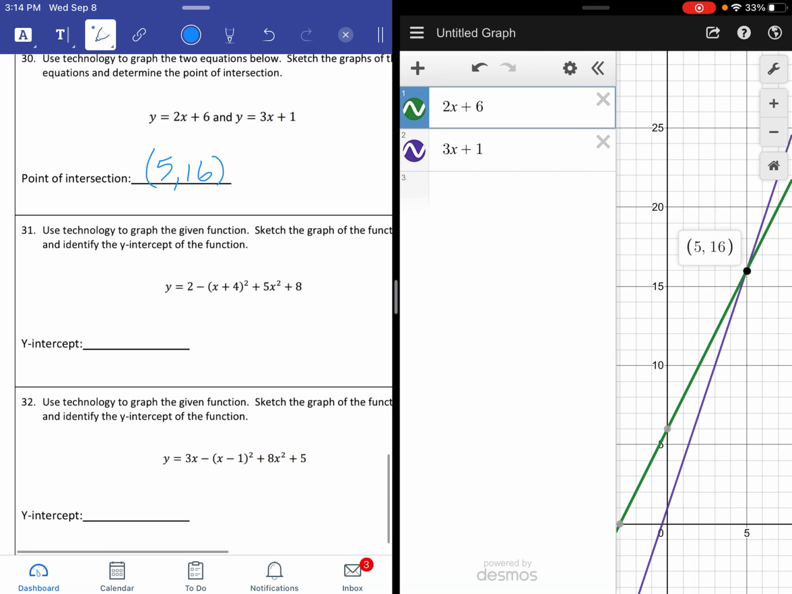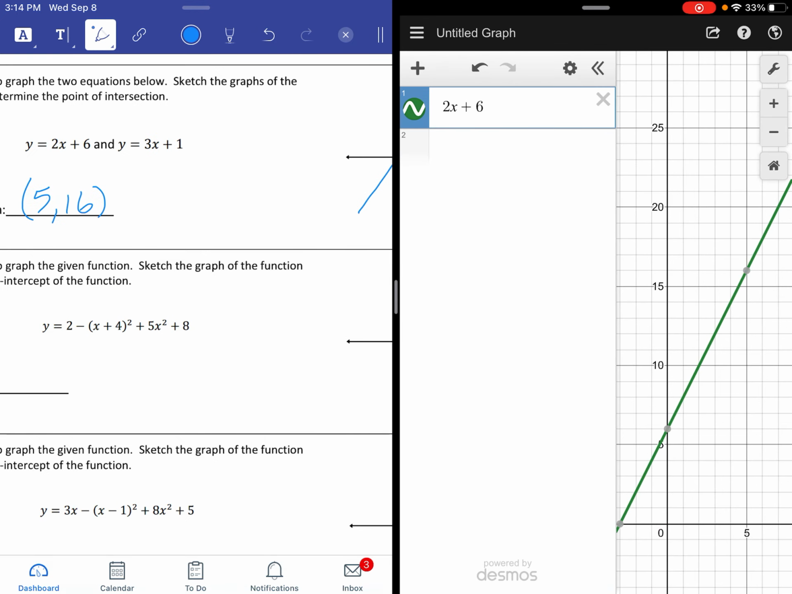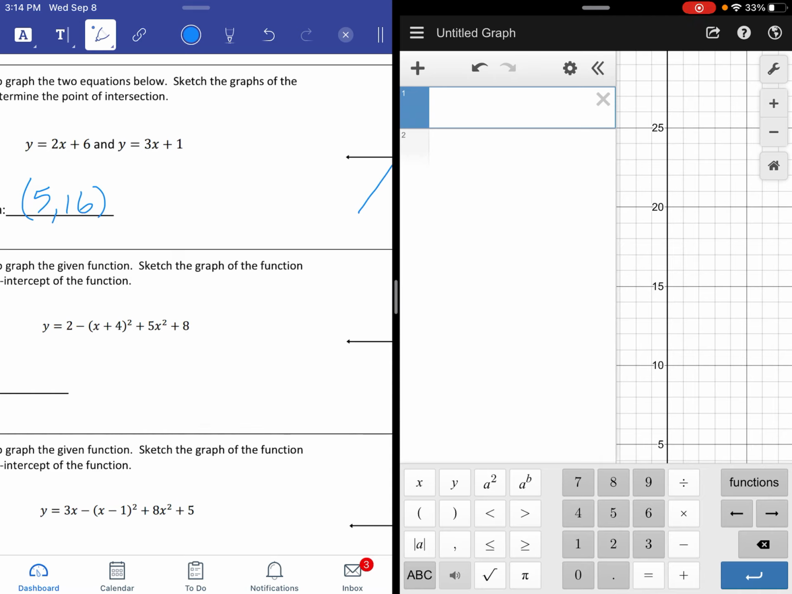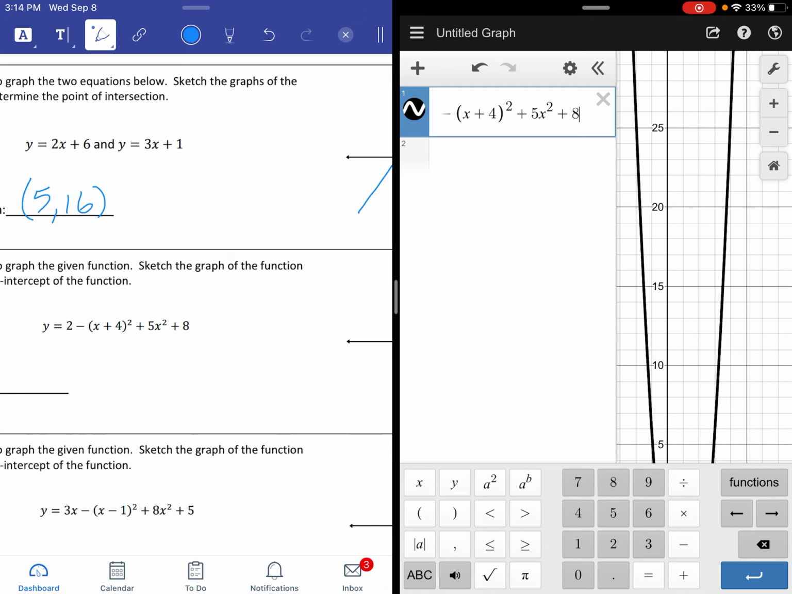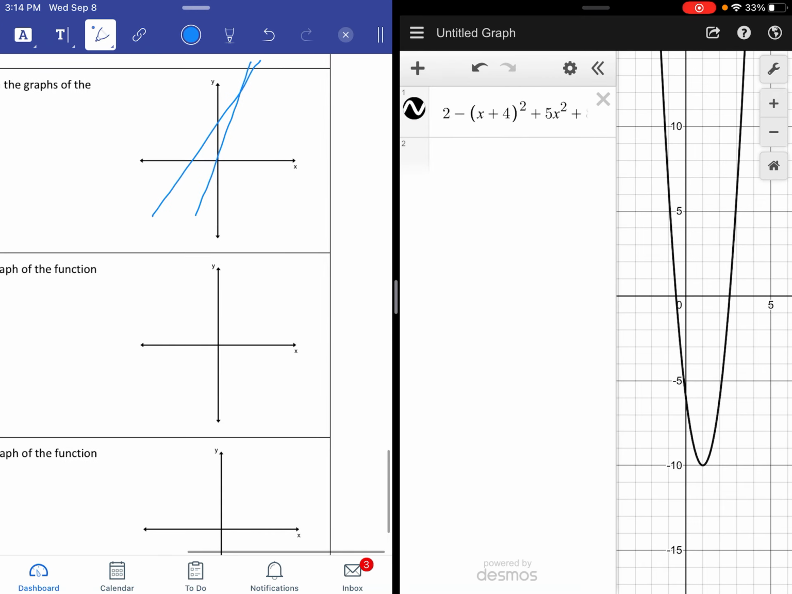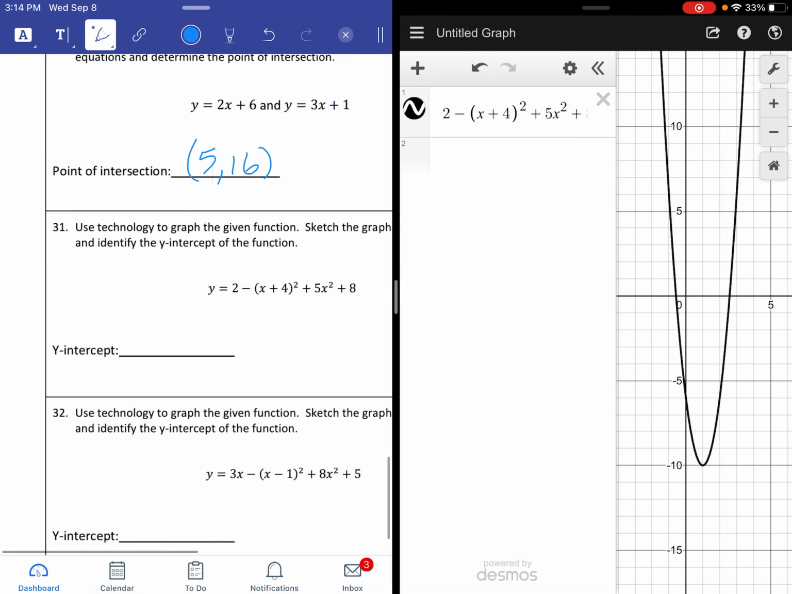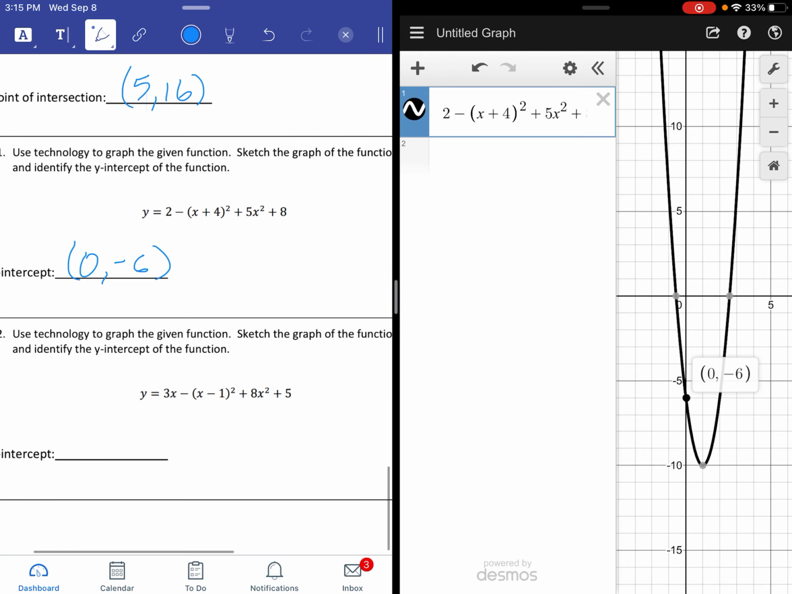Okay. Next, we're going to find the y-intercept. So we have one big equation, so make sure that you type it out just the way it shows you on the problem. So we have 2 minus, then parentheses, x plus 4, squared, plus 5x squared plus 8. Okay, so it's going to be a parabola. It's going to go like this. I'm going to find the y-intercept, which is where it crosses the y-axis. So touch the point where it crosses the y-axis. We have 0, negative 6.